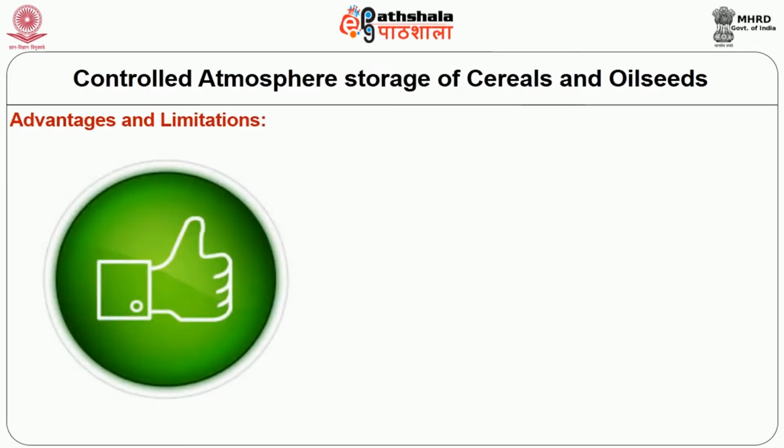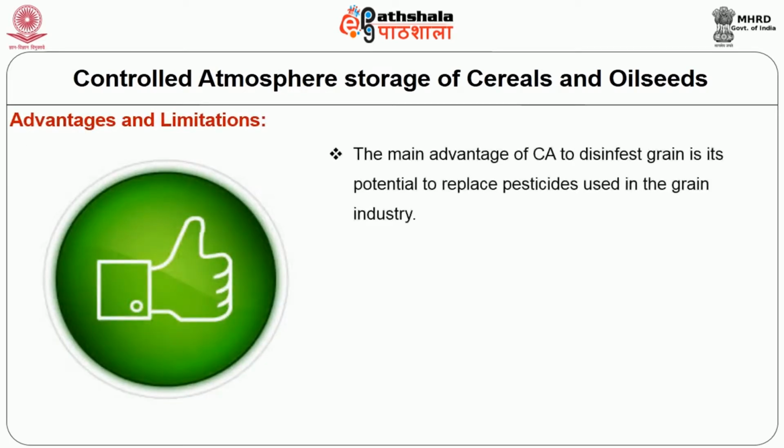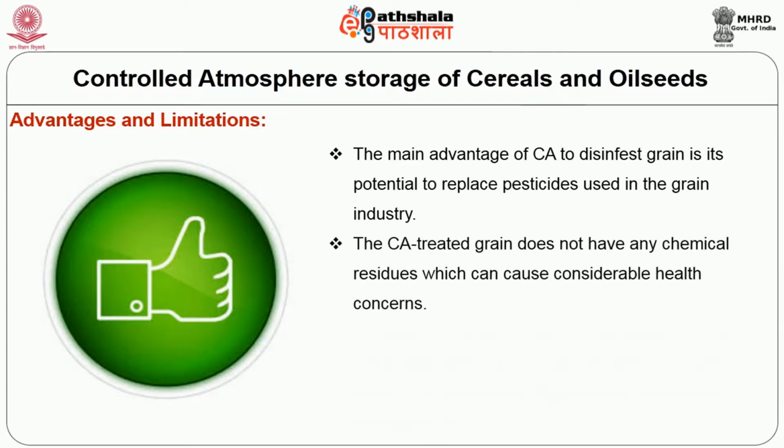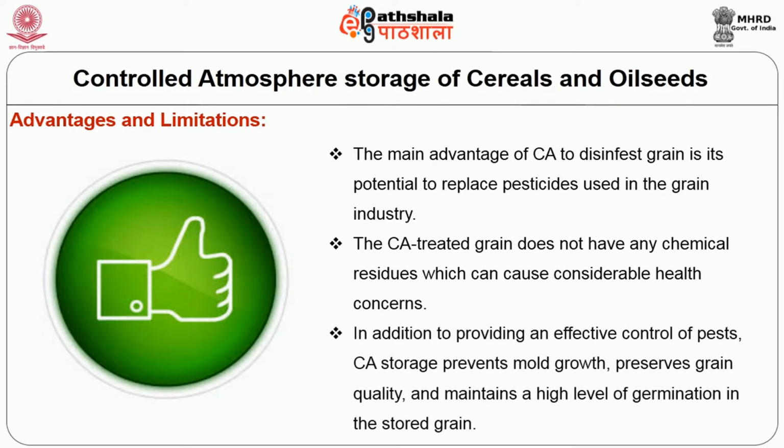Advantages and limitations. The main advantage of CA to disinfest grain is its potential to replace pesticides used in the grain industry. The CA treated grain does not have any chemical residues which can cause considerable health concerns. In addition to providing an effective control of pests, CA storage prevents mold growth, preserves grain quality, and maintains a high level of germination in the stored grain.